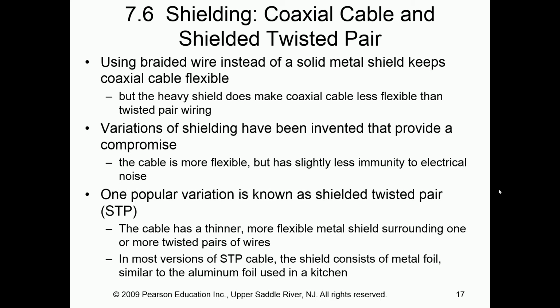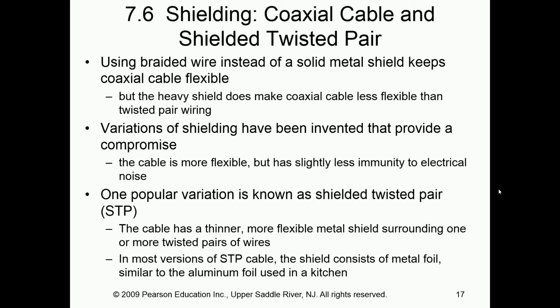So again, one of the popular variations is shielded twisted pair. The shielding can either be a braided mesh or a solid metal shield like tinfoil. But again, depending on our requirements, one may end up being less flexible.